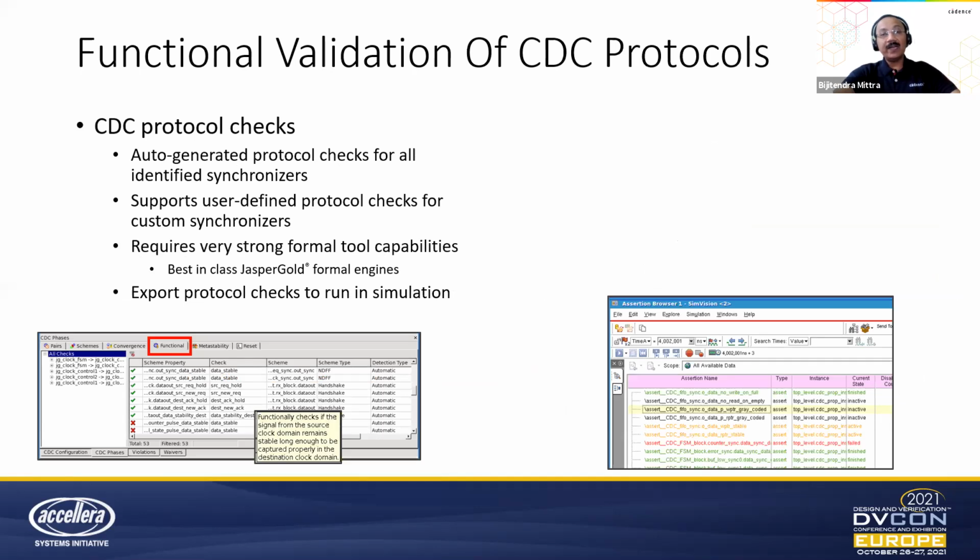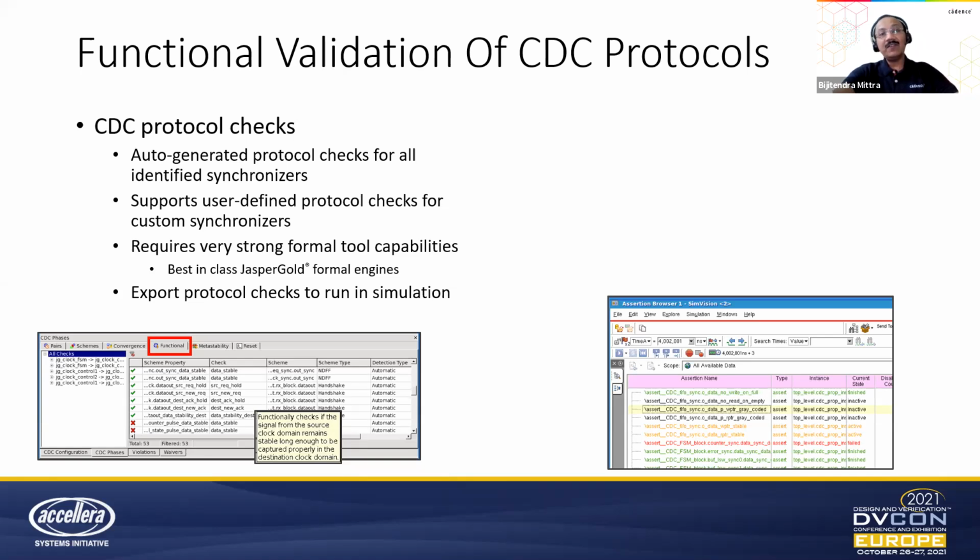Now, coming to validation of CDC protocols, we know that every synchronizer is supposed to follow certain protocols. These protocol checks can be automatically generated for all identified synchronizers. Again, it's a push button flow. And JasperGold also supports specifying protocol checks for user-defined or custom synchronizers. You can specify those checks and the tool would automatically replicate it for all instances of such custom synchronizers.